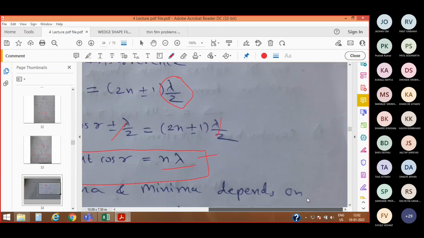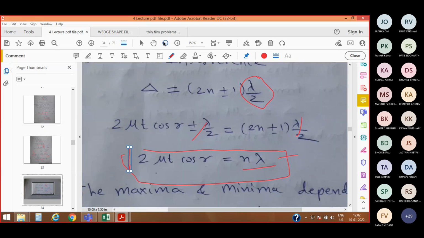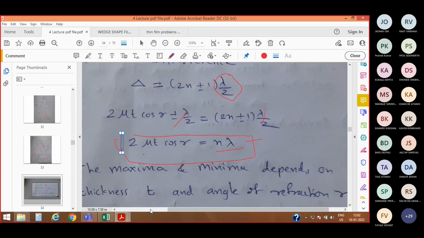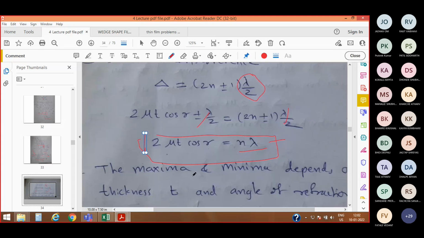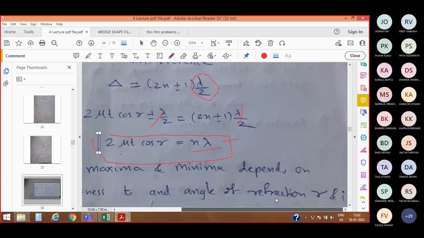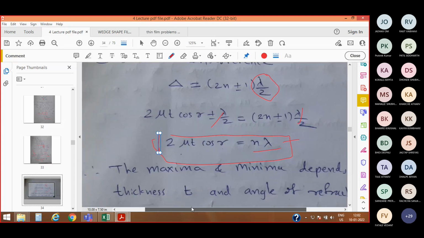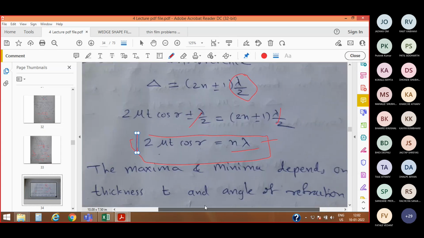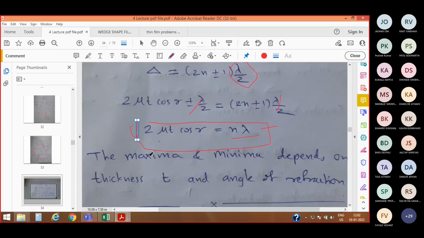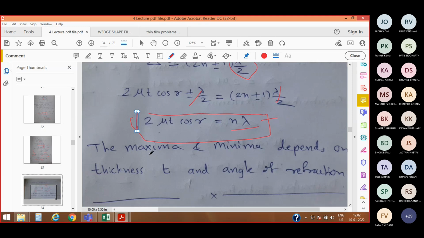So maxima and minima depends on the thickness of the thin films, and the angle of refraction and incidence. समझ में आ गया यहाँ तक? Any question?